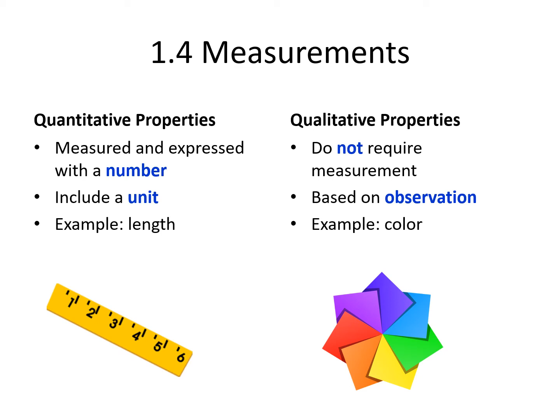As we do our labs this semester, we will be looking at both quantitative and qualitative properties. Quantitative properties involve measurements with numbers. Those numbers also have to include a unit. 5 inches is much different from 5 miles, so the units are important. Qualitative properties do not involve measurements or numbers. We use our senses, such as sight, to make qualitative observations, such as color.